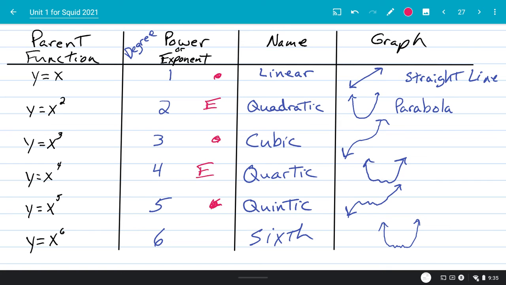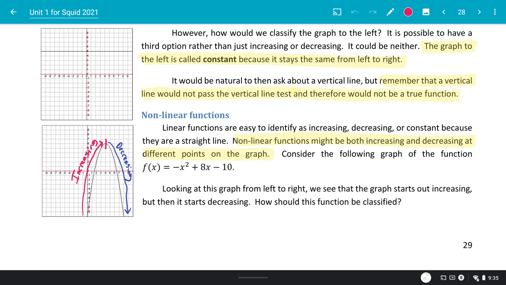Quadratic, quartic, 6 degree. Notice that those graphs have both of the ends going in the same direction. Okay? All right, I'm going to move on from there. You ready? 3, 2, 1.